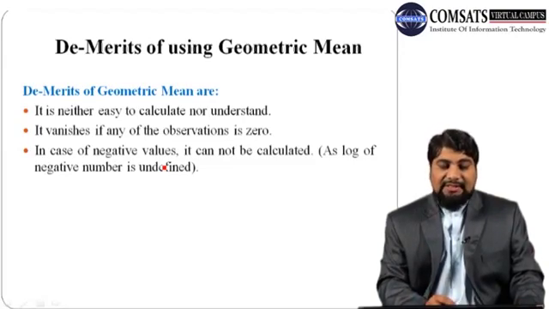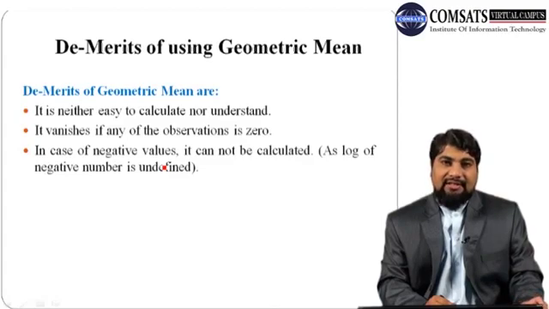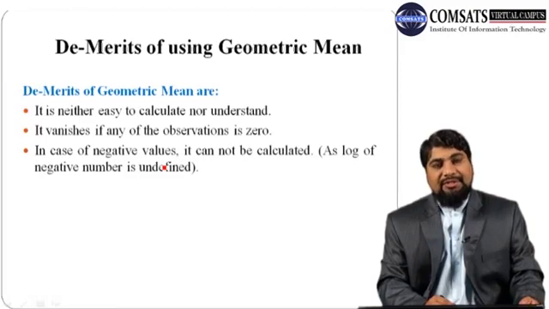So anyway, next demerit is it vanishes if any of the observations is 0. Since the formula of geometric mean involves the product of all observations and then taking the root, suppose we have n observations, then geometric mean is the product of n observations and then taking the nth root. So if any of the observations is 0, then the product will be 0.